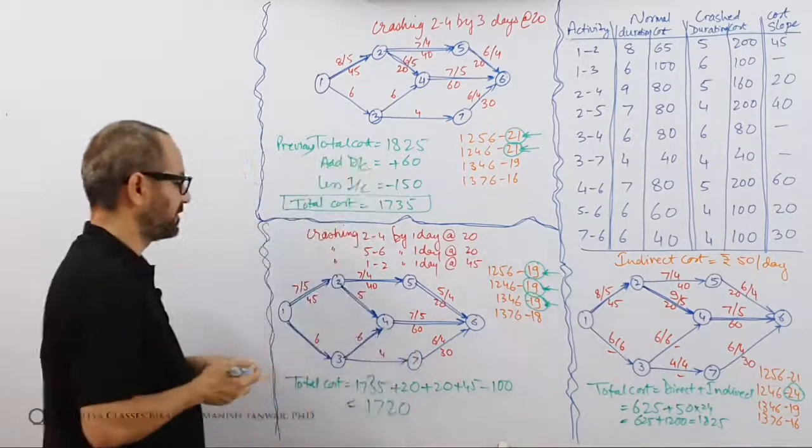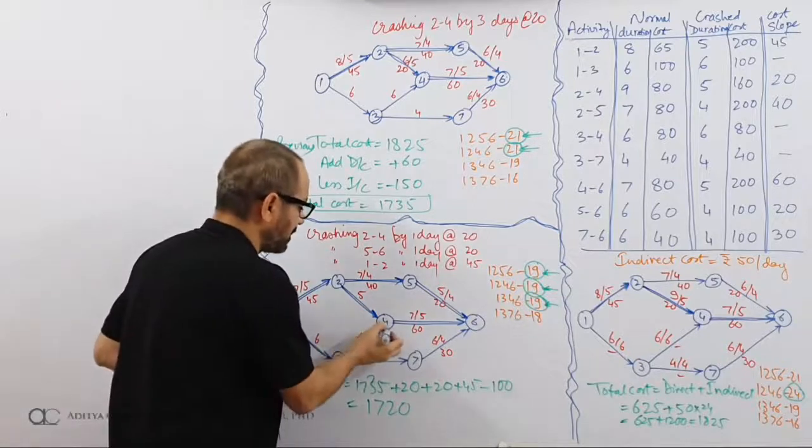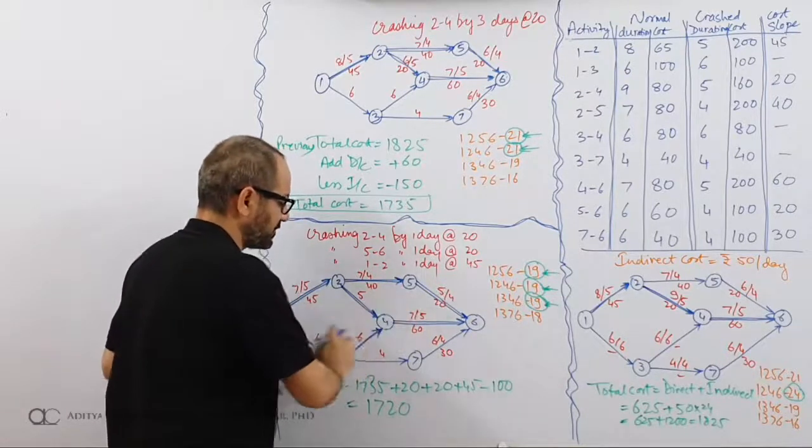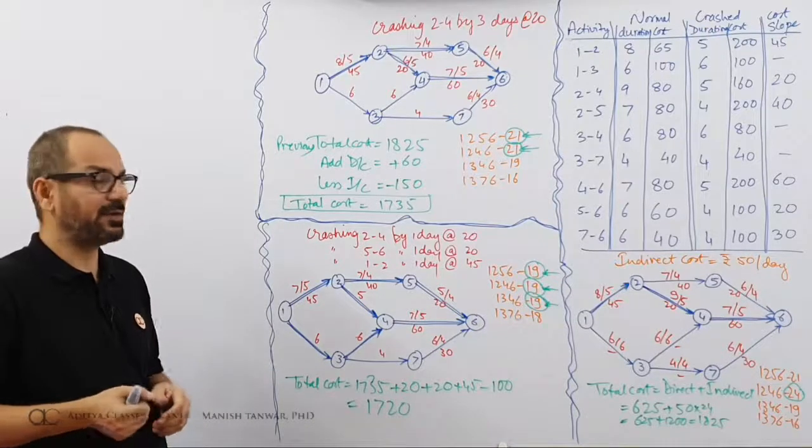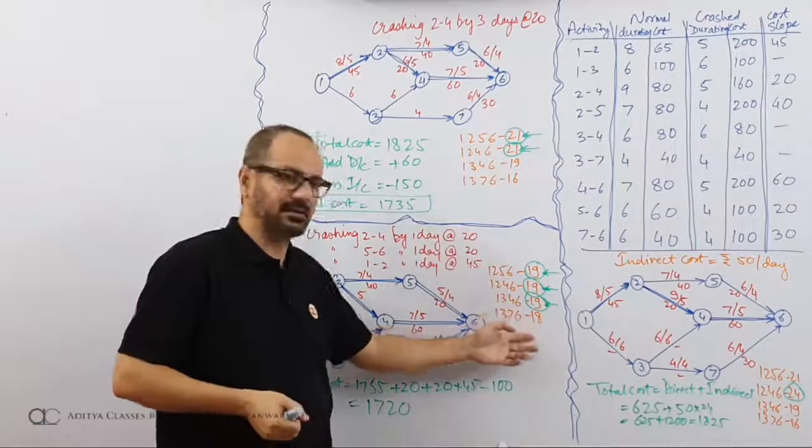1, 3, 4, 6. So all these paths have now become critical. 1, 2, 5, 6; 1, 2, 4, 6; 1, 2, 1, 3, 4, 6. The idea is you need to bring all criticals down to the next critical.